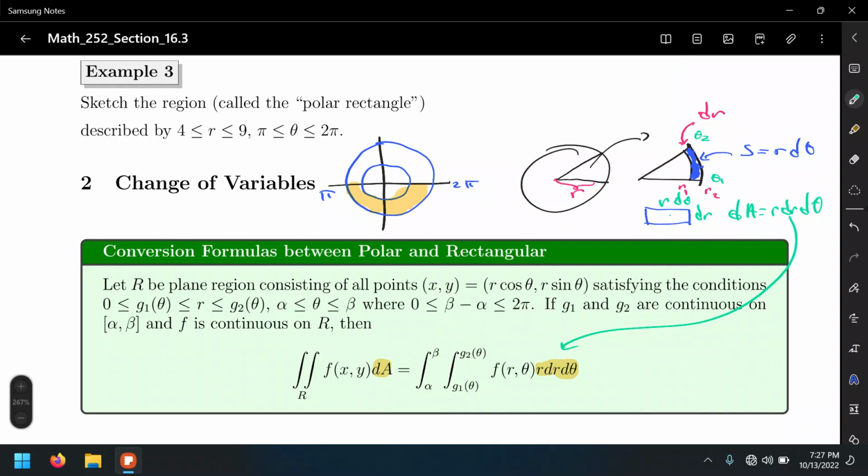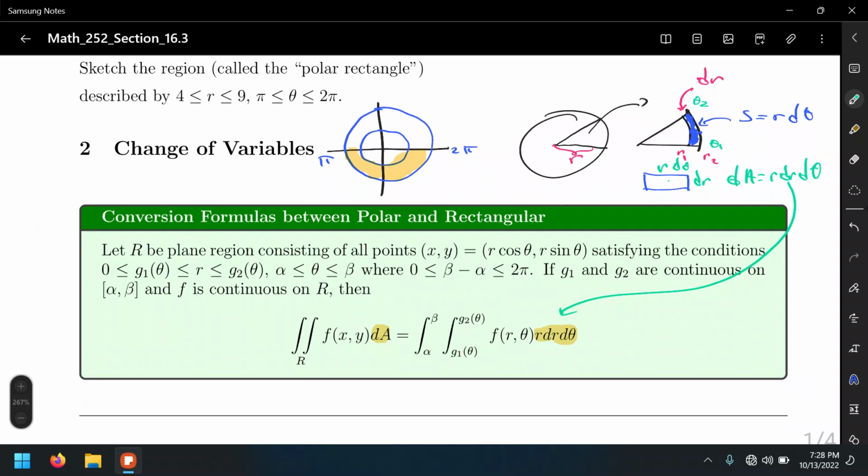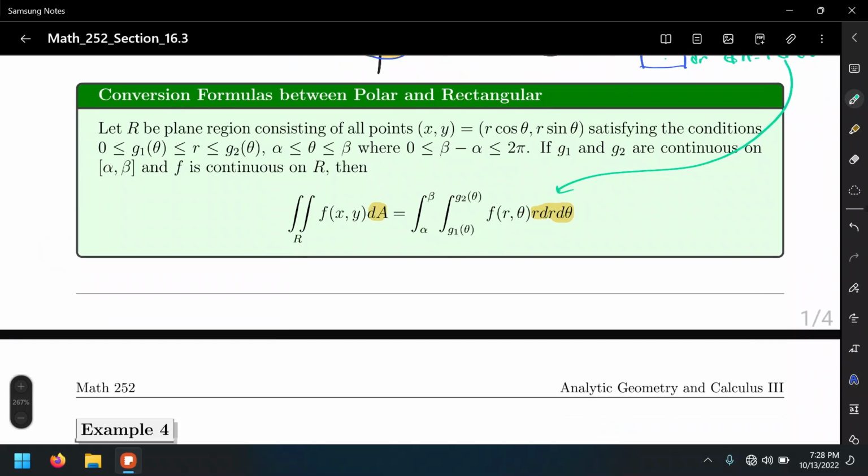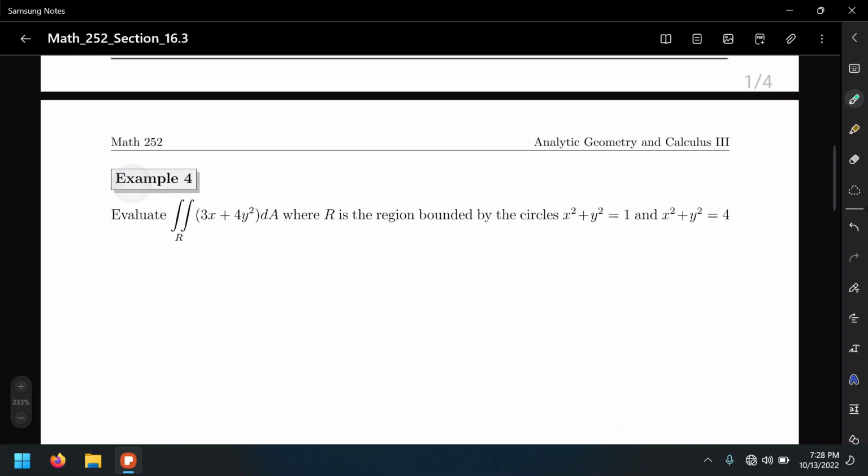R being a plane region consisting of all the points where x is r cos theta, y is r sin theta, satisfying the conditions that g2 is greater than g1, and the angles vary between alpha and beta, actually between 0 and 2 pi, as usual from back in Calculus 2, all right? And of course, we need to make sure that g1 and g2 are continuous along that interval of angles, all right? So let's look at some examples of how we go about integrating this.